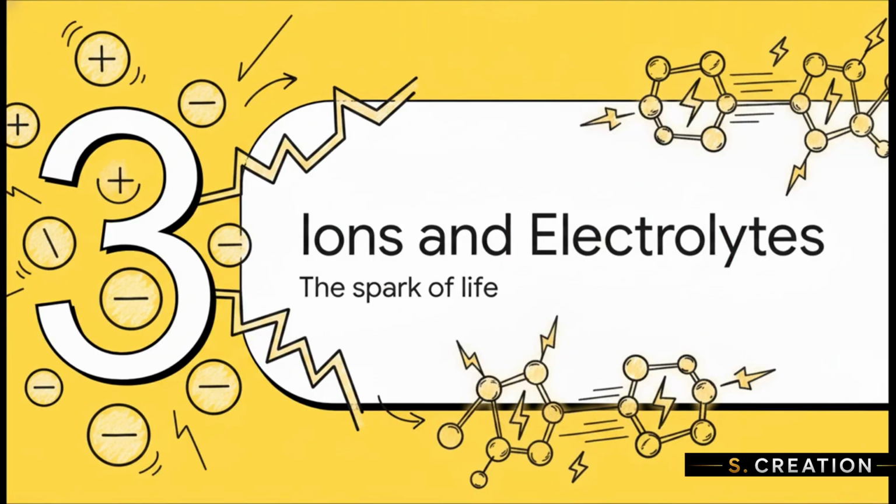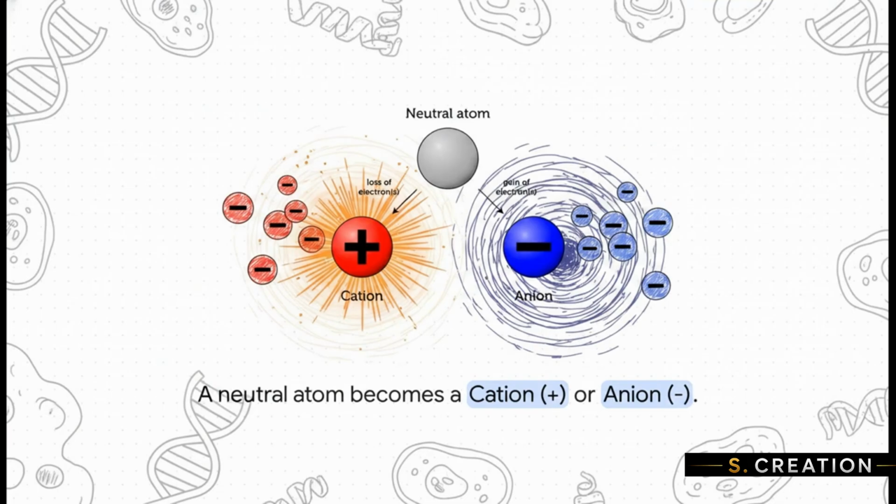Next up, section 3, ions and electrolytes, the spark of life. So we have our structural building blocks, and we know how to weigh them. But let's see what happens when these particles get zapped with an electrical charge. You see, atoms don't always stay perfectly balanced. A neutral atom becomes an electrically charged ion just by shifting its electrons around. If it loses a negatively charged electron, it leaves behind a positive cation. But if it gains an electron, it creates a negative anion.